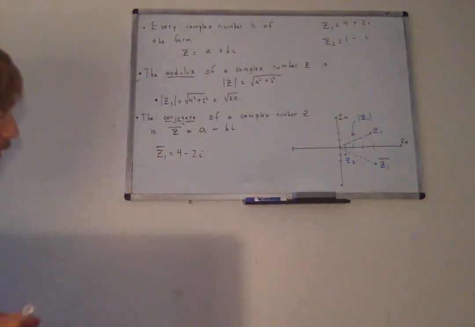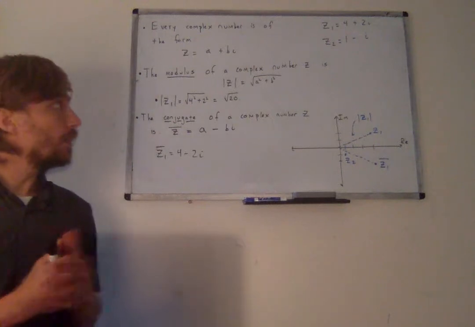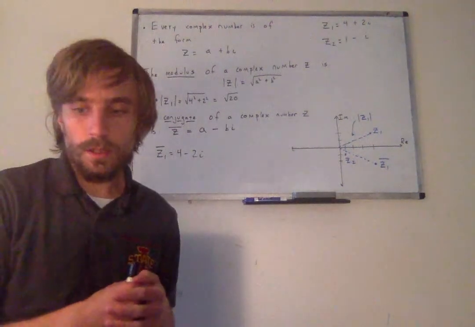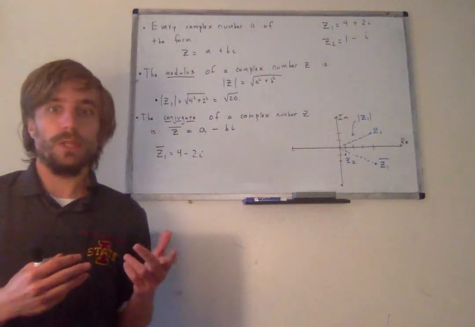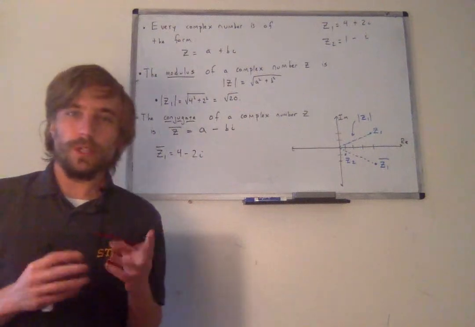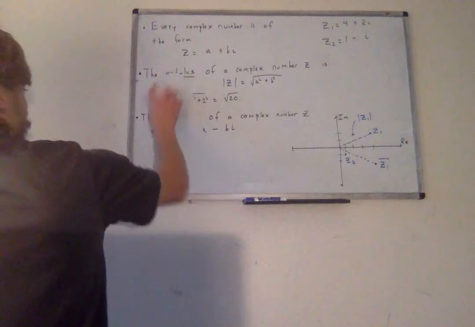I have a few more things I want to look at in terms of these complex numbers. All I want to do is finish up by defining addition, multiplication, and division. Addition and multiplication, I feel, are very straightforward. We'll still look at a couple of examples of that.